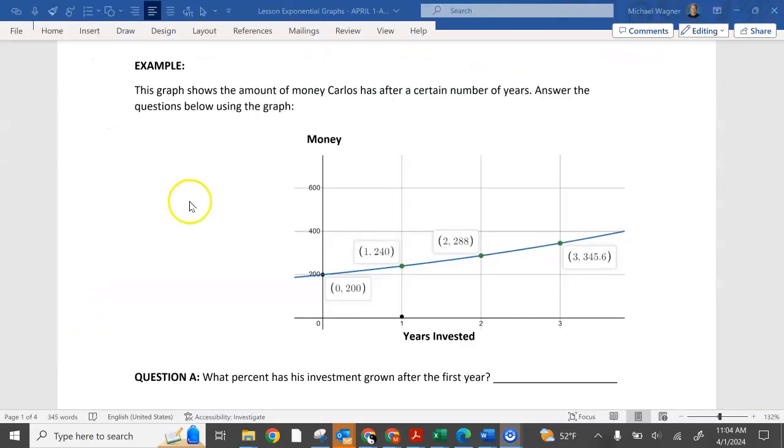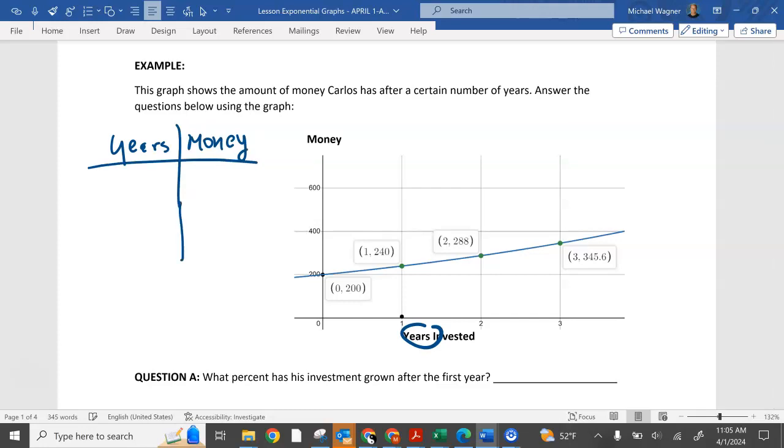Okay, step one, make a table. So we're going to go years, right? So years and money. Okay, so this is 1 year. How much money? Well, first of all, he has 0 years at the beginning. That's this one right here. So it's $200. 1 year, he has this one right here.